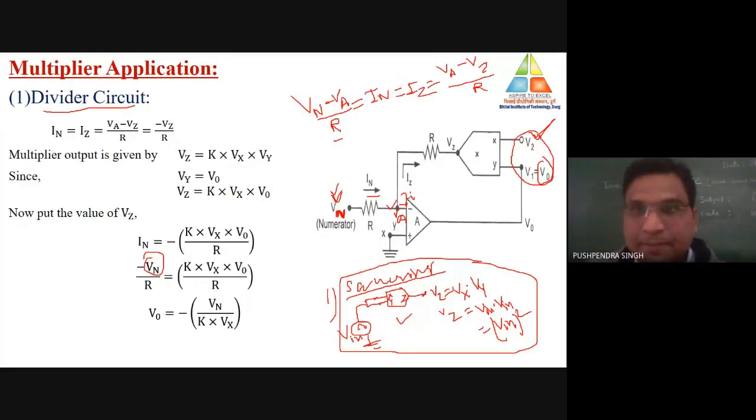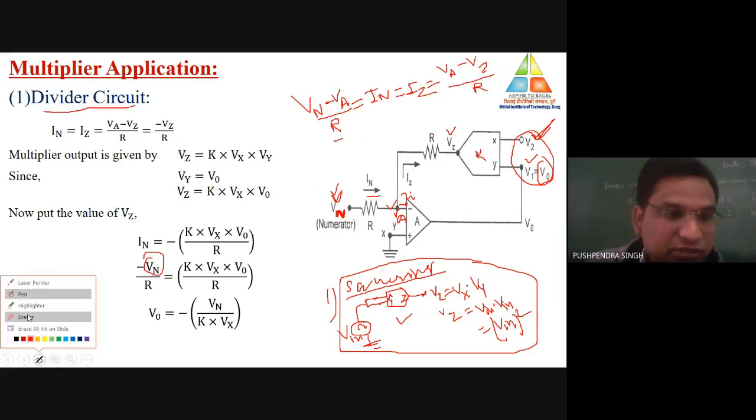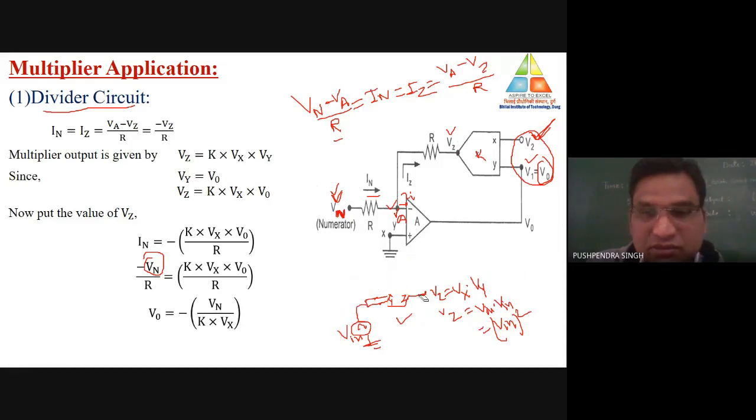So what is the value of this Vz? Vz is the output of the multiplier. So Vz can be written as K times the multiplication of the two inputs of the multiplier. The two inputs of the multiplier are V2 and V1. So how can we write the value of the Vz? Let me clear it first.